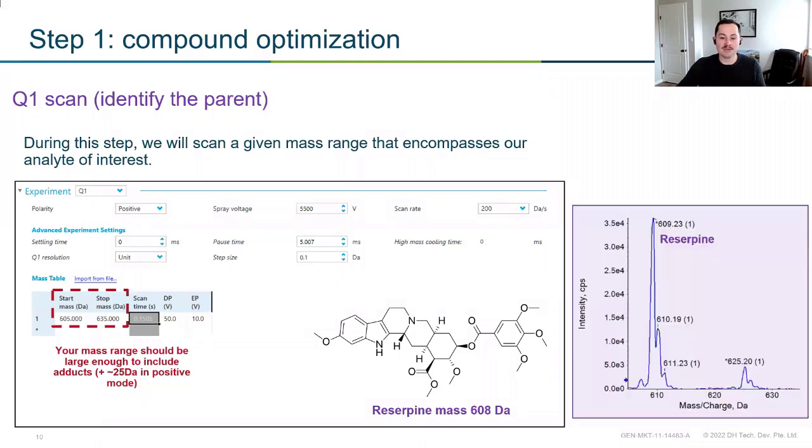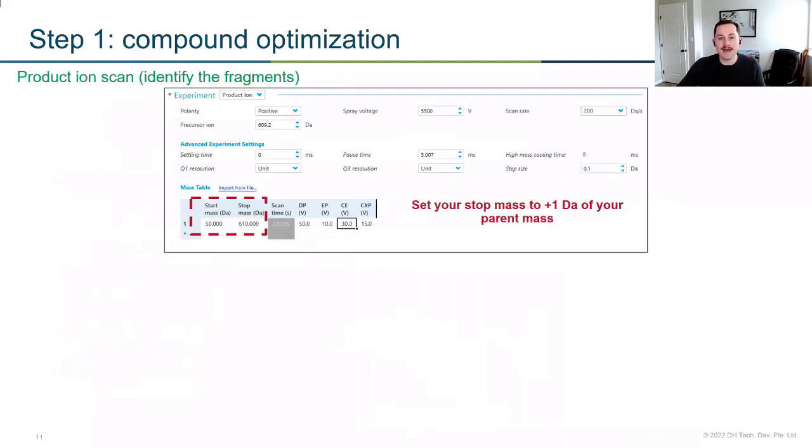So when I do that for reserpine, I get a really nice peak at my +1. So we've protonated this, we have 609 now, and that's what I'm going to choose for my subsequent experiments because it's giving me the best intensity. So I've identified my parent, and the next step is to really figure out what it is going to fragment into. So to do that, we're doing a product ion scan.